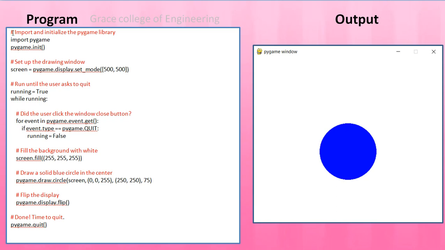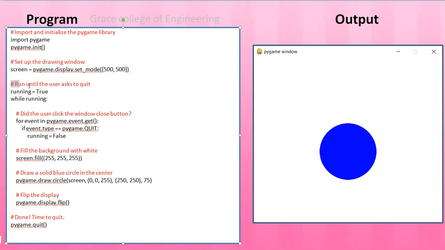First, import and initialize the Pygame library. This provides access to the Pygame framework and imports all the functions of Pygame. So import pygame, then initialize with pygame.init(). Next, set up the drawing window. For that, you create a screen which is equal to pygame.display.set_mode with width and height given, that is 500, 500. This is used to display the window of the desired size. The return value is a surface object, which is the object where we will perform graphical operations.